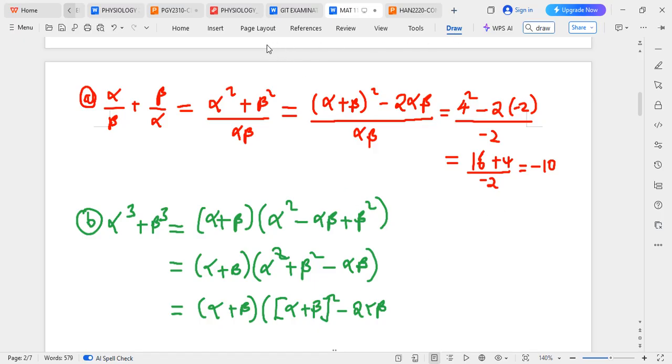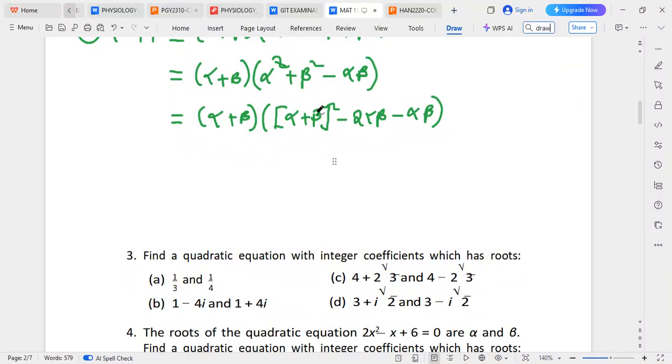So I was saying, where there's alpha squared plus beta squared, we're going to replace it with alpha plus beta squared minus 2 alpha beta. But remember, we've got another minus alpha beta. So this is going to give us alpha plus beta, and then alpha plus beta in brackets squared, negative 2 alpha beta minus alpha beta, that will give us negative 3 alpha beta.